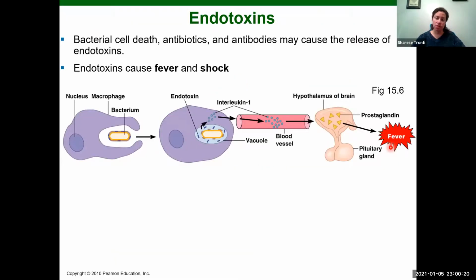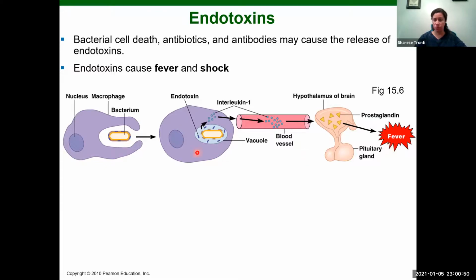So endotoxins, remember those are the lipid A in our gram-negative bacteria. That's only going to cause disease if they are forced to be released through cell death. It could be cell death just from the immune system killing those cells, but we see a lot of it when they're killed very rapidly through antibiotics or if antibodies are used.